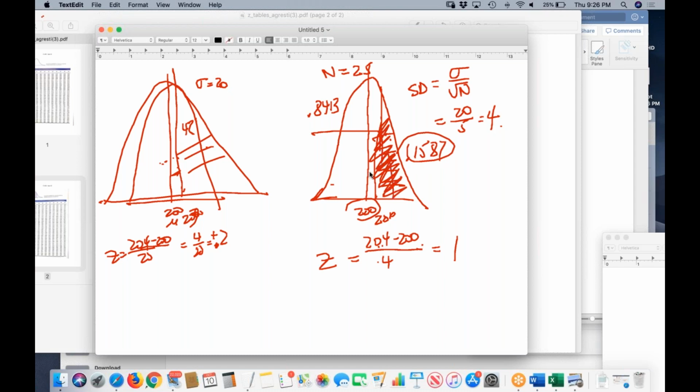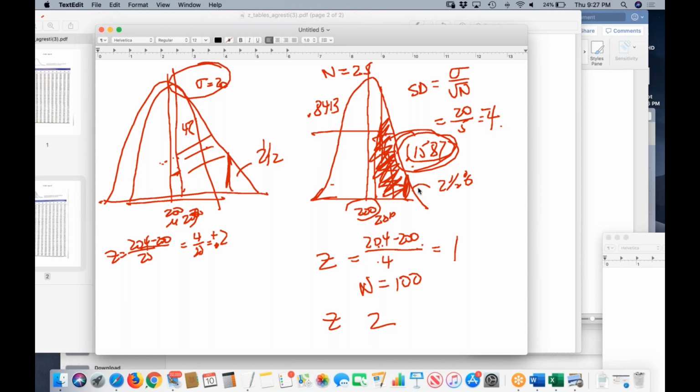So now all of a sudden we can predict, based on what we know about samples and the population standard deviation, how likely it is that we would get a value that far away from the population mean as we increase the sample size. If the sample size had been 100, it would have been 20 over 10, which is 2. So 204 minus 200 over 2, z would be equal to 2, which would mean that this area over here would only be about 2.5%.